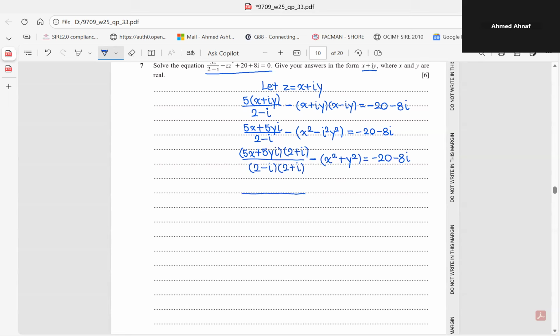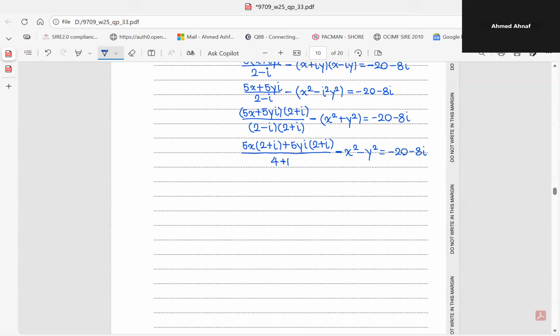Okay, so expanding this, you get 5x times 2 plus i plus 5yi times 2 plus i. And then the denominator, it's in the form a minus b times a plus b, so we can use our difference of squares. So 2 squared minus i squared. So 2 squared is just 4 minus i squared. That is minus negative 1, which is just plus 1. And minus x squared minus y squared equals to minus 20 minus 8i.